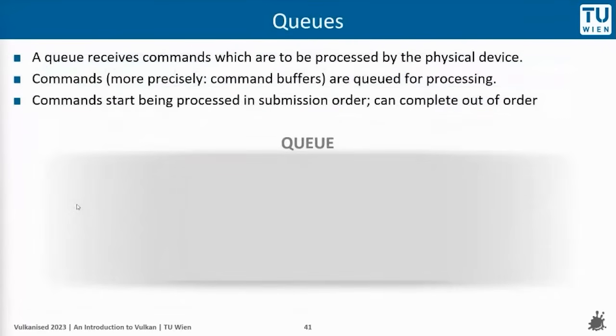Okay, what is a queue? A queue is a concept of Vulkan, which takes commands which you would like to be executed on a device. The queue receives those commands and schedules them for execution on a physical device, on a GPU. So in this case, one command has been sent to the GPU and it's executed right away.